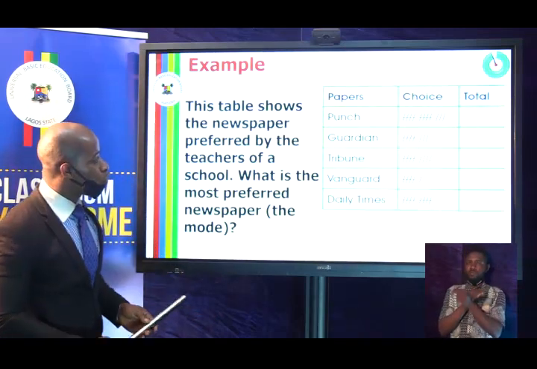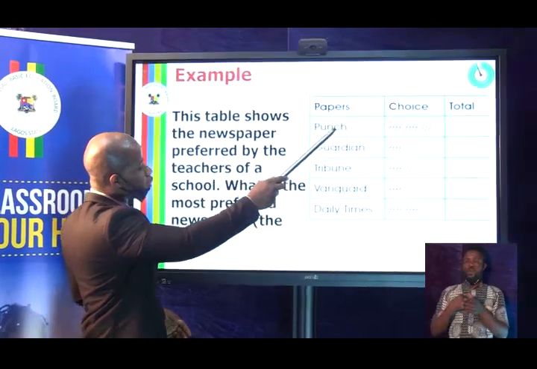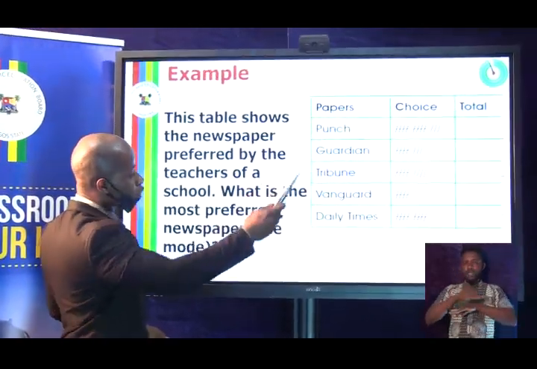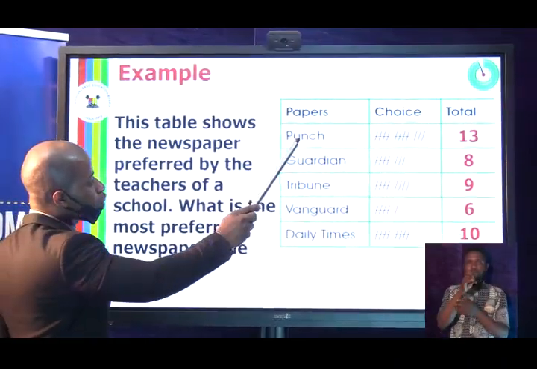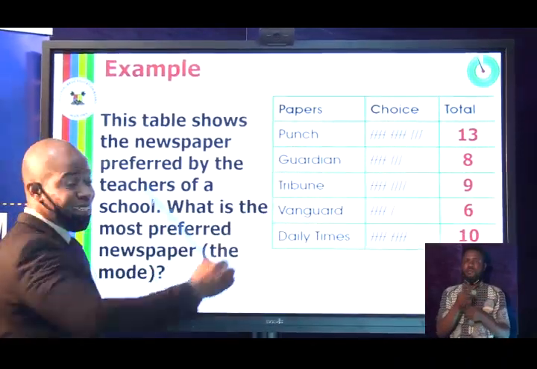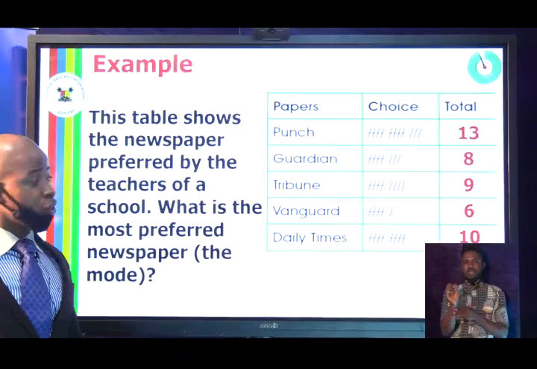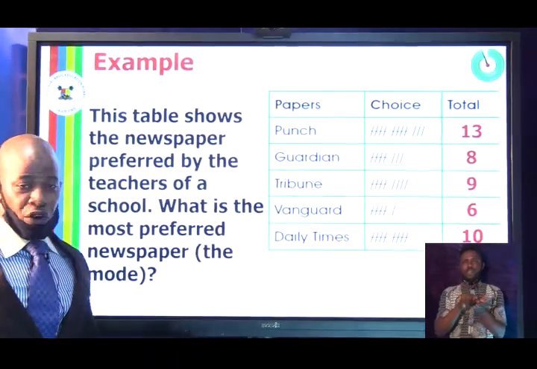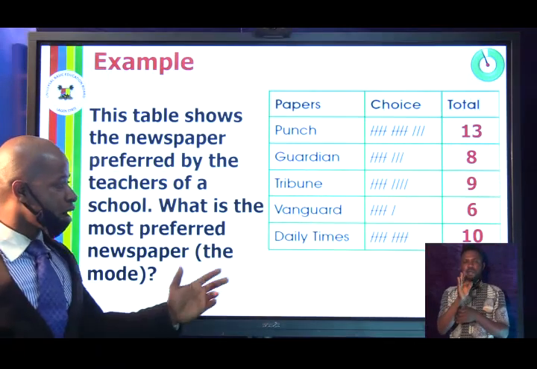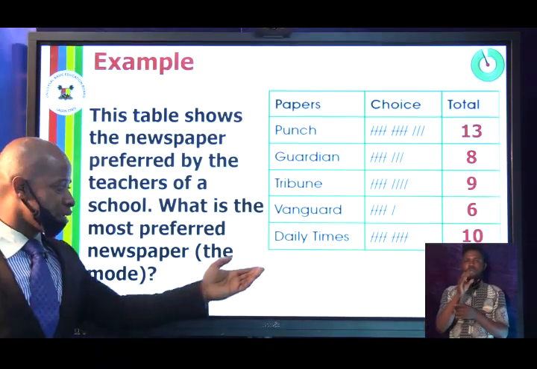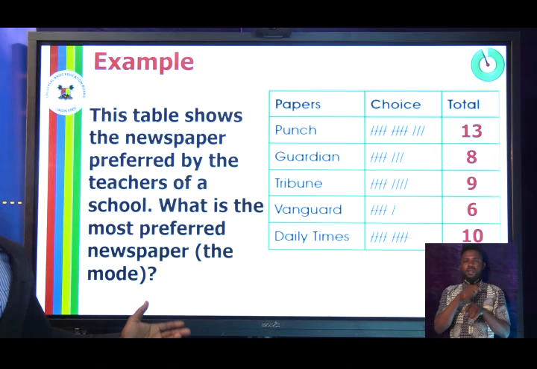So when we put this to a vote, we have this tally table to guide us, but we're going to see the count coming up right about now. That's it. So you see that Punch newspaper is preferred by 13 teachers. The Guardian newspaper is preferred by 8. The Tribune newspaper is preferred by 9. Vanguard newspaper is preferred by 6. And Daily Times is preferred by 10. So which one do you think is the mode?